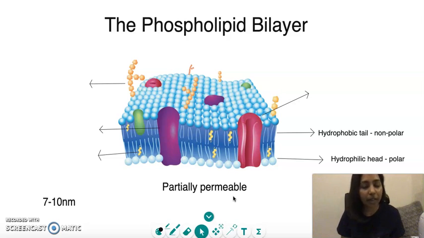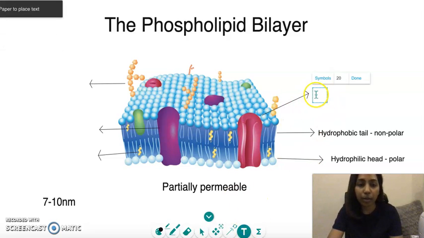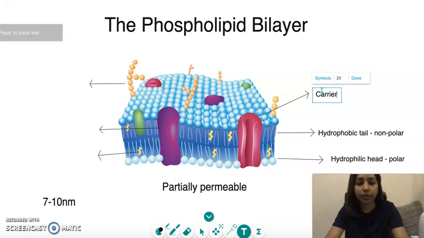And on the other hand, we have the structure that it is impermeable to. So it is impermeable to ions and large polar molecules such as sugars and amino acids. So how do you think these large molecules that cannot just freely pass through the membrane get inside the membrane? So the answer to that is they actually use carrier proteins or channel proteins.